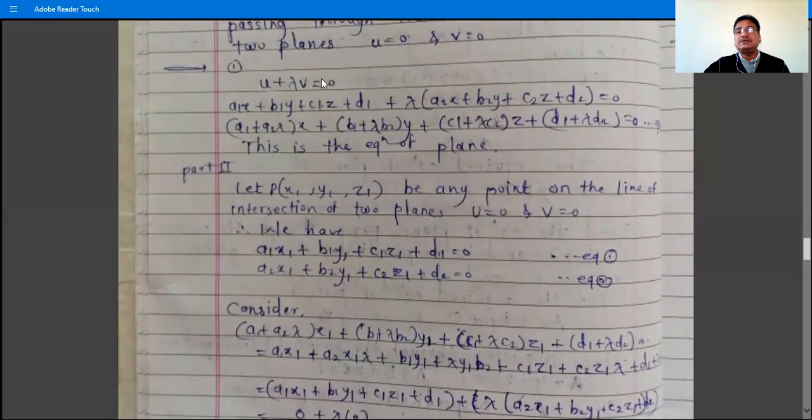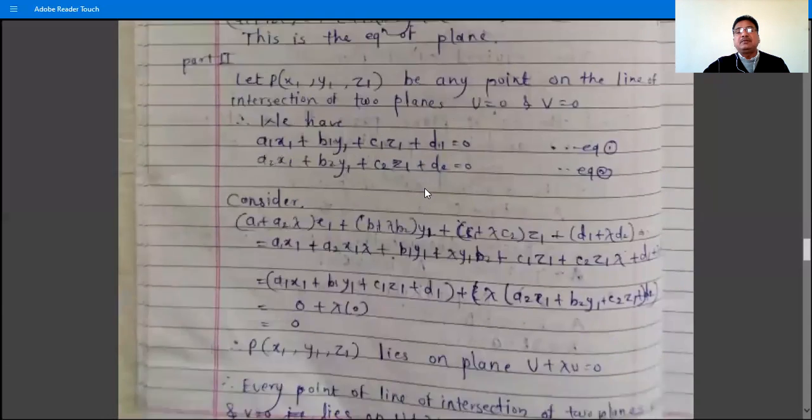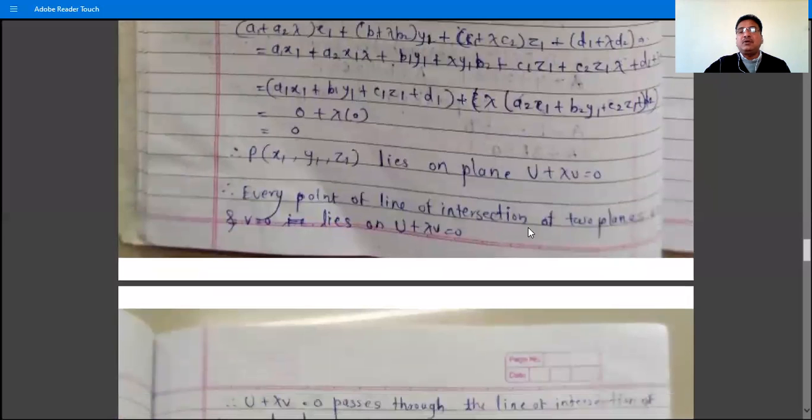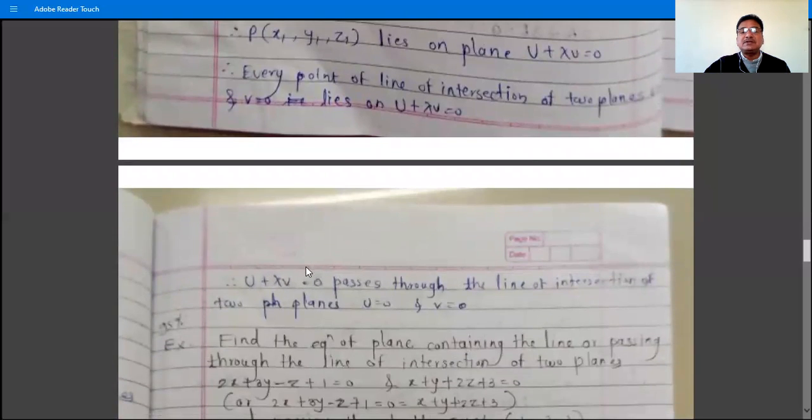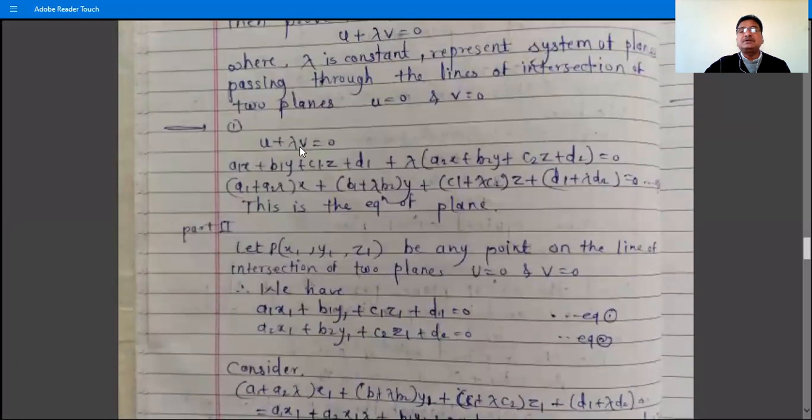This plane is U + lambda V = 0. It means every point of the line of intersection of the two planes U = 0 and V = 0 also lies on the plane U + lambda V = 0. So this U + lambda V = 0 passes through the line of intersection of the two planes. So first we proved that U + lambda V = 0 represents a plane, this is part 1, that it is the equation of a plane.